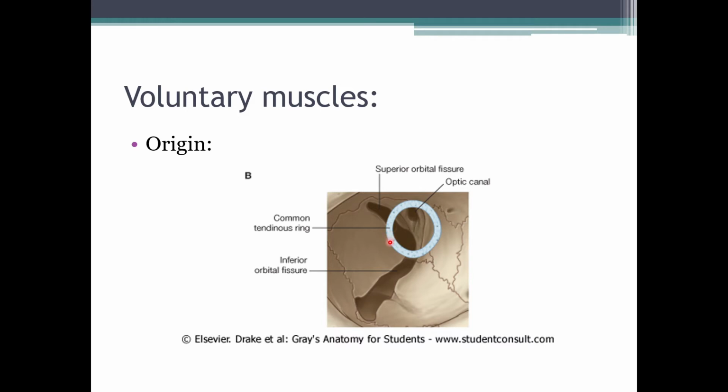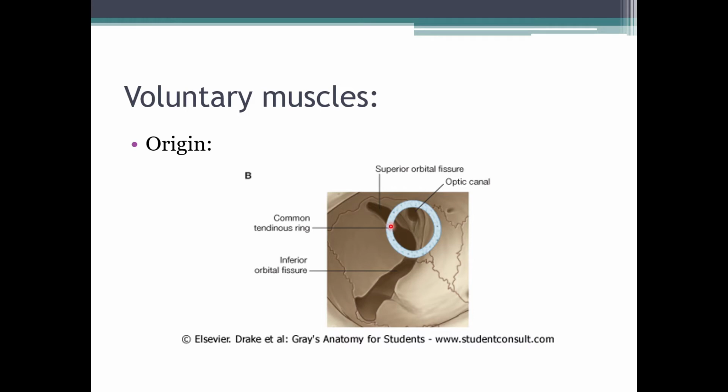Okay. So this common tendinous ring is an annular ring which is attached to the orbital surface of the apex of the orbit. This one. This is the common tendinous ring. It encloses the optic canal. See, this is the optic canal. So the common tendinous ring will enclose the optic canal and the middle part of the superior orbital fissure. This is the middle part of the superior orbital fissure.